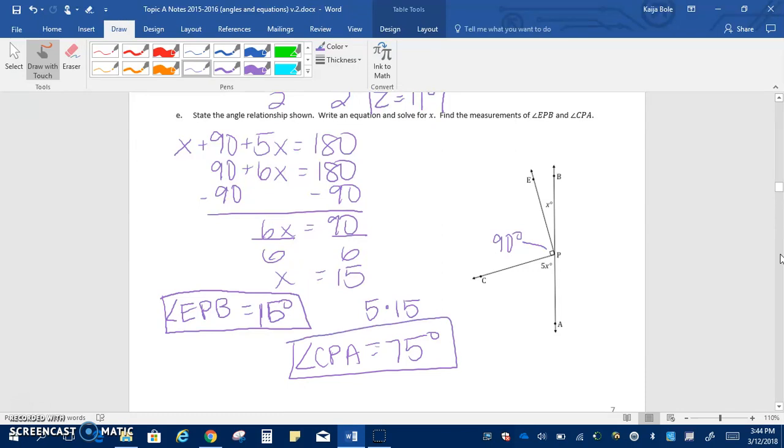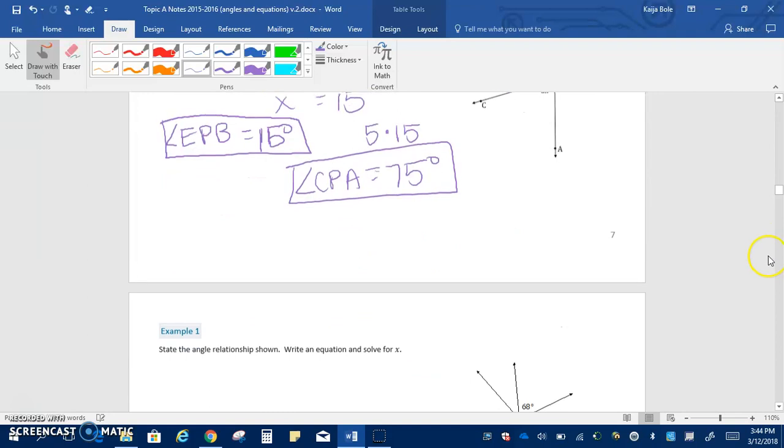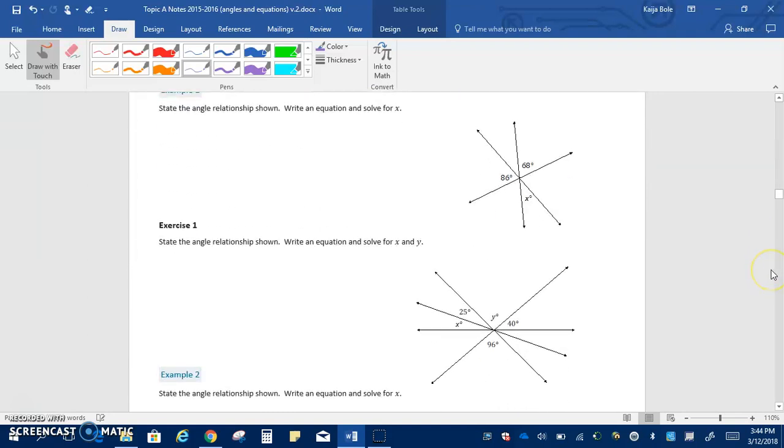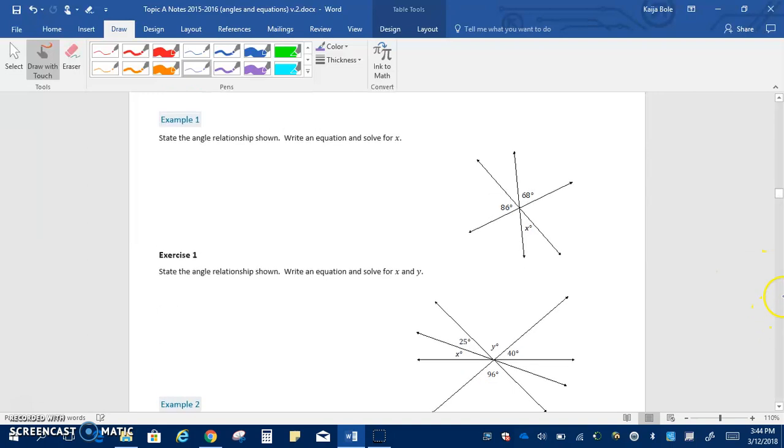Alright. If you flip the page and go ahead onto the back page, there are 3 more problems. I want you to try all 3 of these on your own. Alright, all 3 with the red stars are on your own problems. And then we will go over them in class tomorrow.